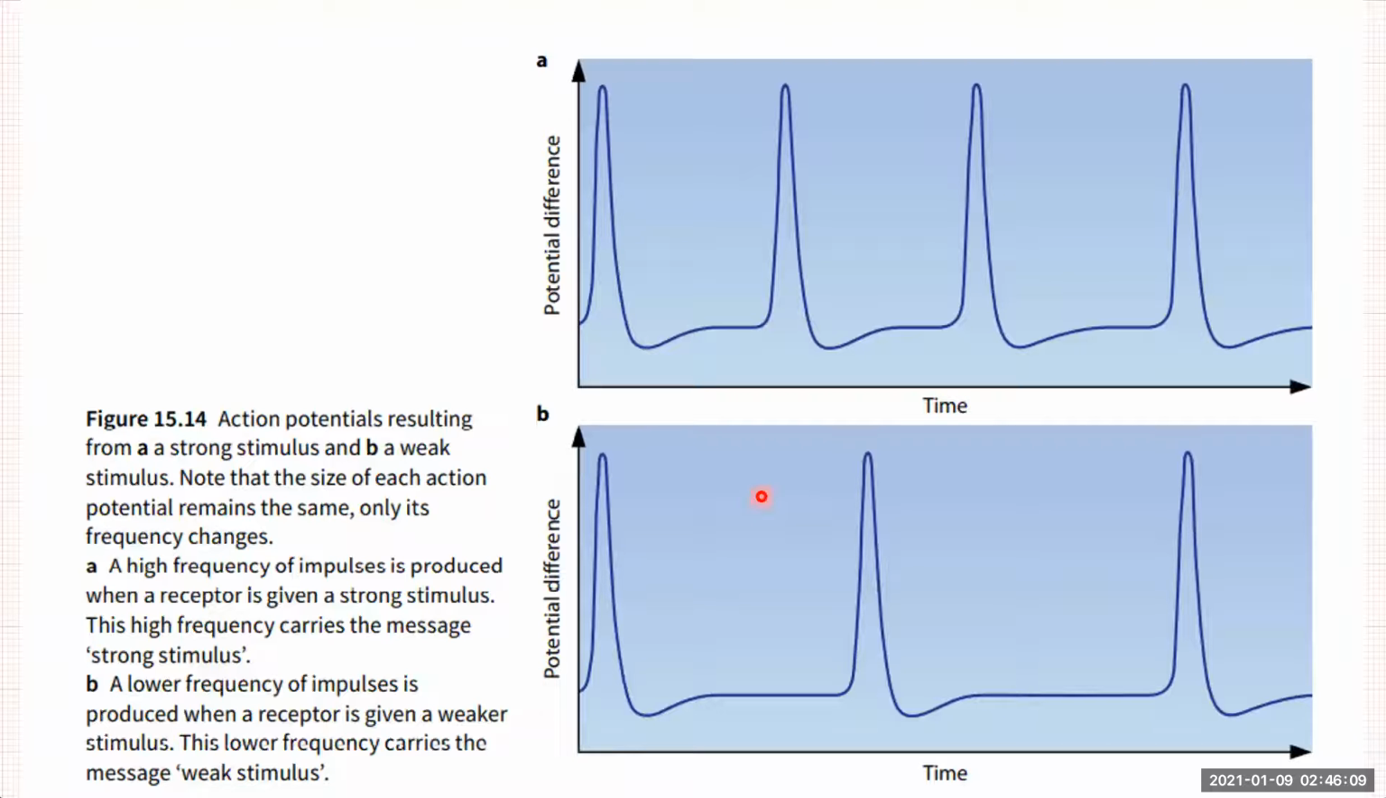So this is another diagram. This is from a very strong stimulus, and this is a weak stimulus. But if it is very weak and doesn't cross the threshold, there will be no impulse at all, right? The only difference is in the frequency. The amplitude remains the same. This plus 30 millivolts is fixed, and the resting potential at minus 70 millivolts is fixed.